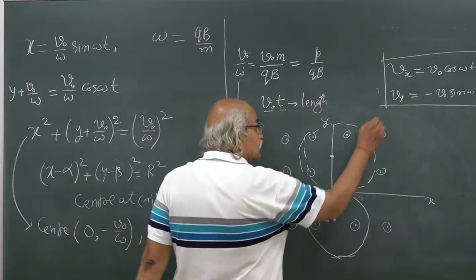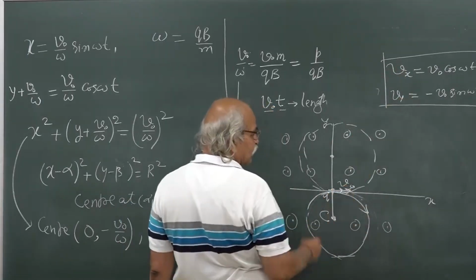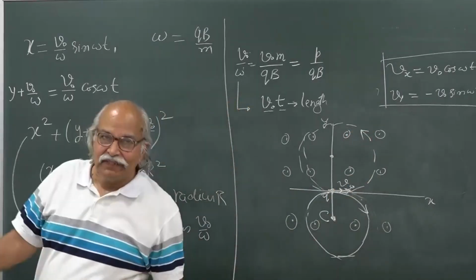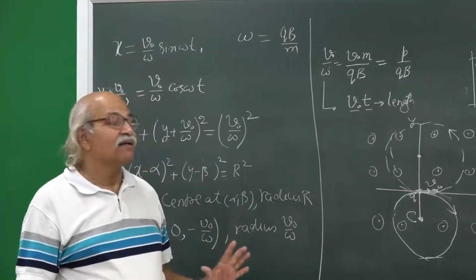And since the initial velocity is here, then this will be clockwise and this will be anticlockwise. So it can be clockwise, it can be anticlockwise, and so on. So that is the path of the particle.